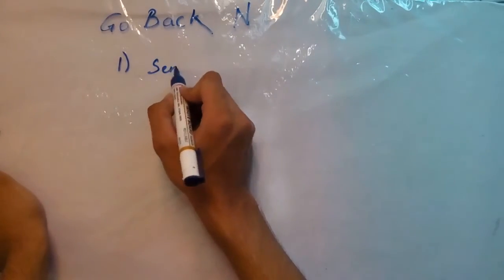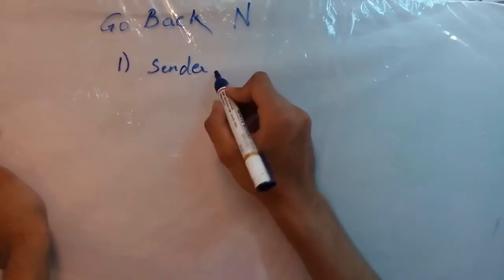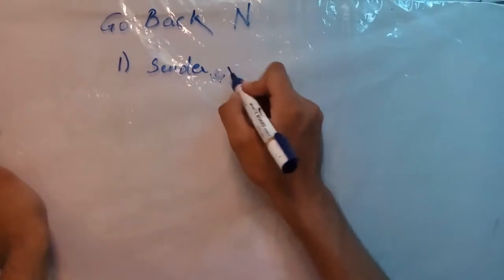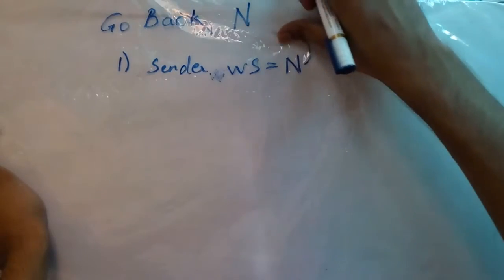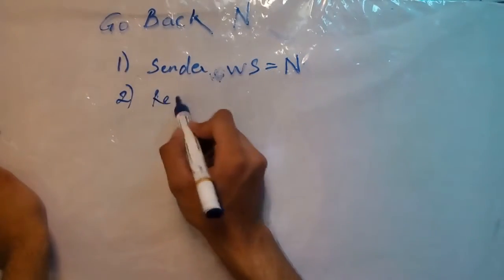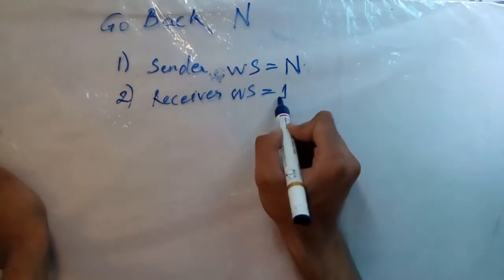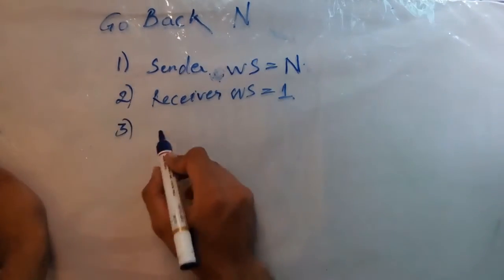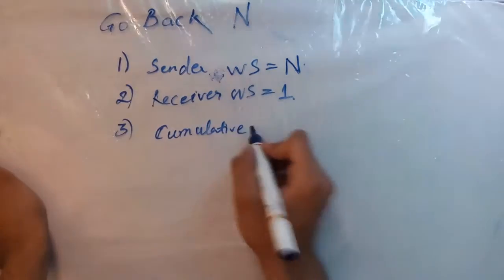Three main features of go back N are: number one, the sender window size. As you may recall, in stop and wait, the sender window size was equal to 1, but in go back N, sender window size is equal to N. Therefore, the name go back N. Why go back? I'll explain it to you later. The second feature is that receiver window size, as it was in stop and wait, is equal to what? Is 1. And the third is that it usually receives cumulative acknowledgement.